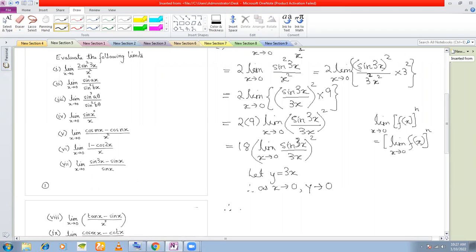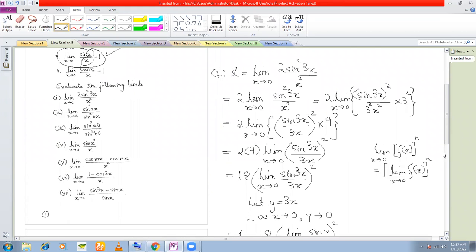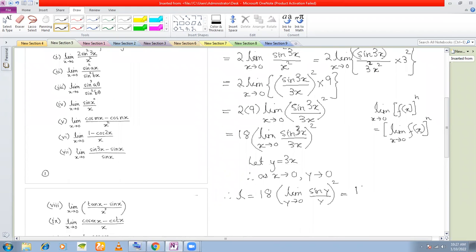So therefore, what does this limit become? L is equal to 18 times, if I change everything in terms of y, limit y tends to 0, sine y by y, whole square. Now have I got a standard form? Yes, sir. So this becomes 18 into 1 square, which is equal to 18. So the value of this limit is 18.